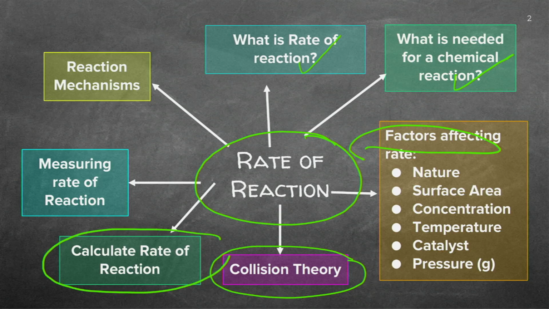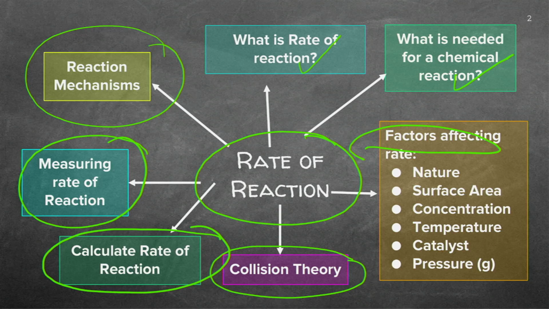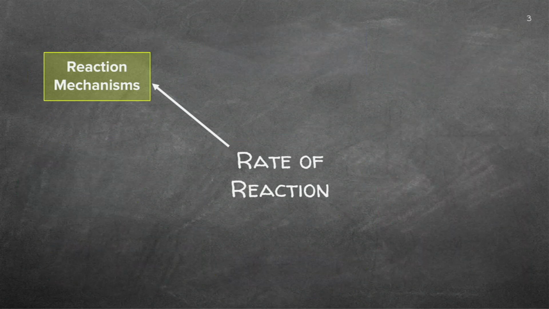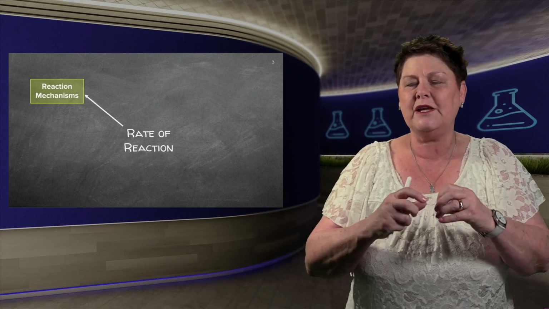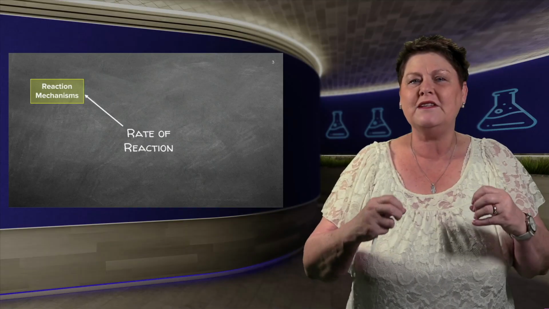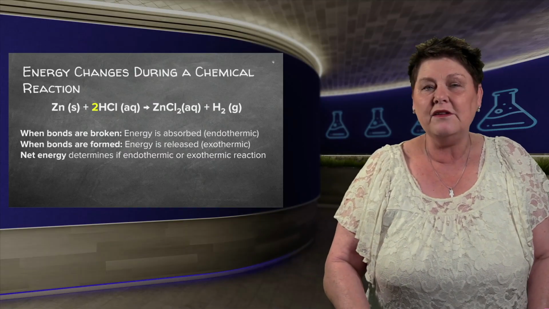We can calculate the rate of reaction with a graph, and we can measure the rate with either the pH changing, the mass changing, or the concentration changing. And now we're going to look at the mechanism that's going to take place. So the mechanism is the steps that are in the reaction, and we're going to actually pull it apart and see exactly what's happening in the reaction.